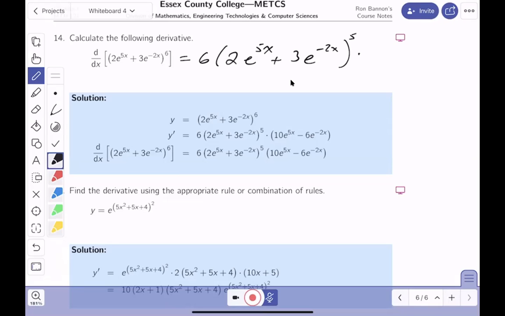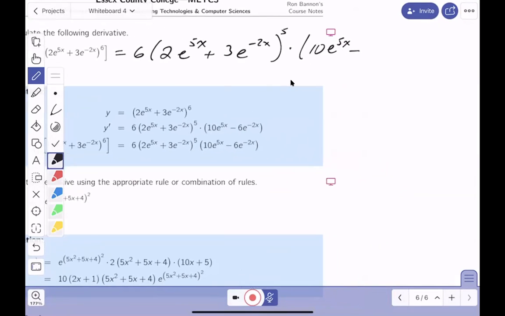All right, let's keep going. In this side now, what do you get? Well, I'm looking at it. Certainly e to the 5x times 5. So it's going to be 10 e to the 5x. We'll look at the key later. What do you get next? We'll get minus. That's going to be e to the minus 2x times minus 2. So minus 6 e to the minus 2x.